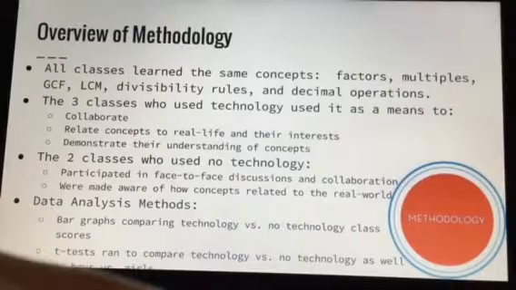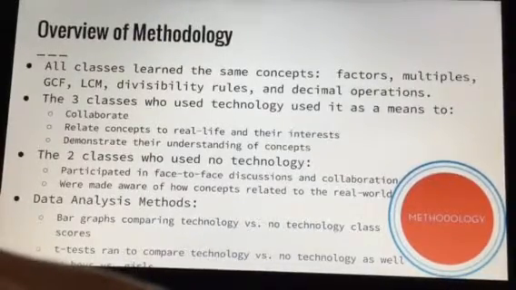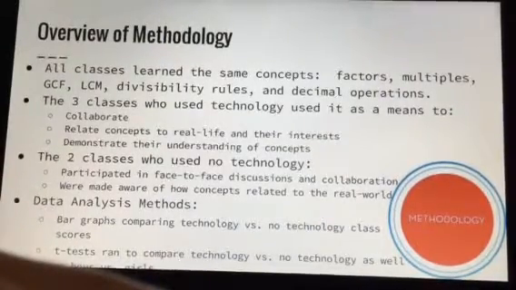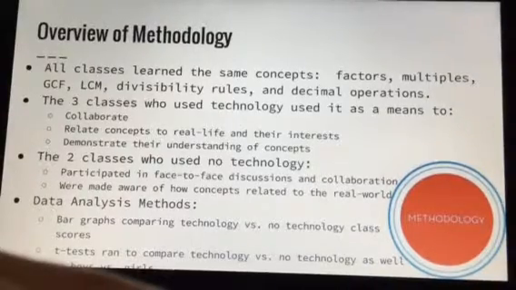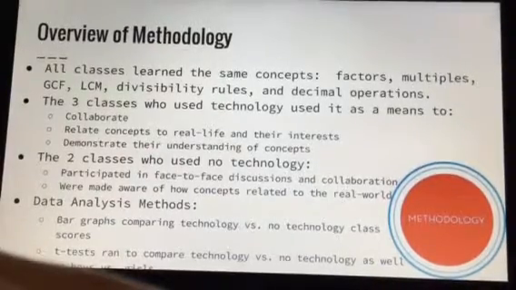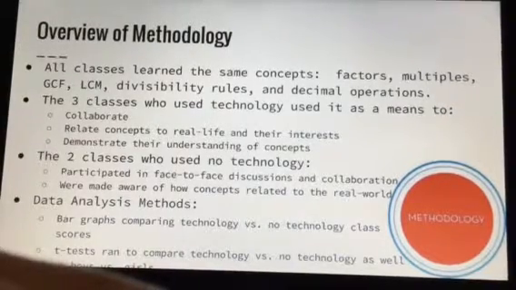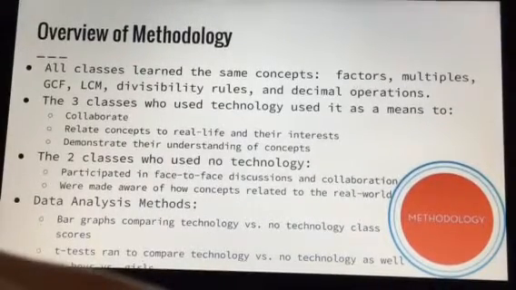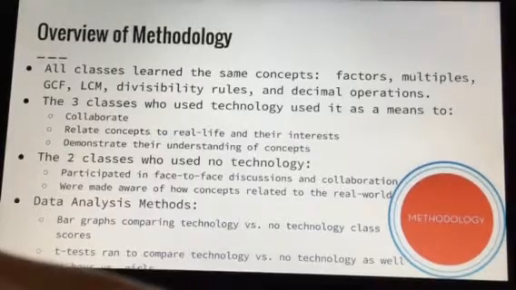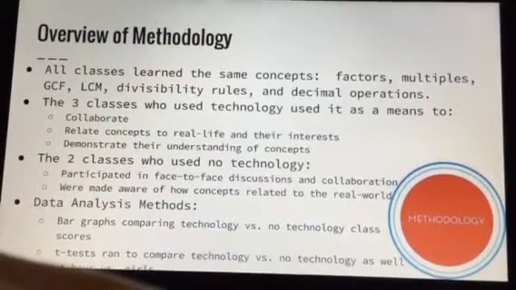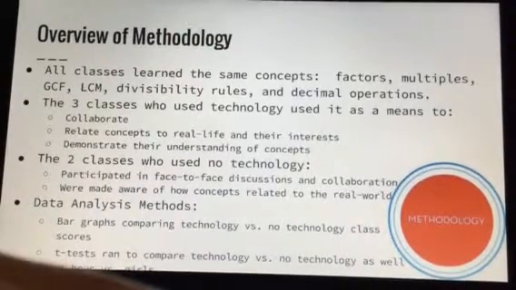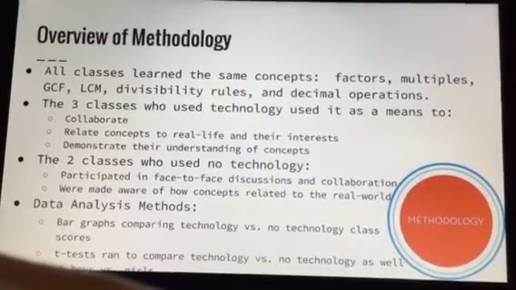And then the data analysis methods that I used: I created bar graphs in Excel that compared the average scores of the 3 technology classes and the 2 no technology classes. I also ran t-tests to further dig into that data to determine whether the difference in their mean scores was significant or not. And I compared that again with technology versus no technology, as well as boys versus girls, to give me data on the difference it may make in the genders.